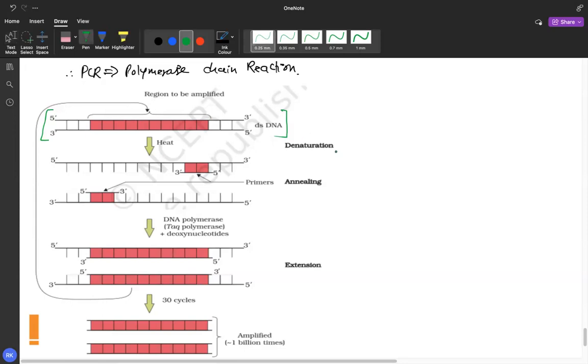So what we do, first step is denaturation. We have to open our gene of interest. And for that, how can we achieve that denaturation? Very simple. DNA can be denatured by heat. If you apply heat, DNA opens up.